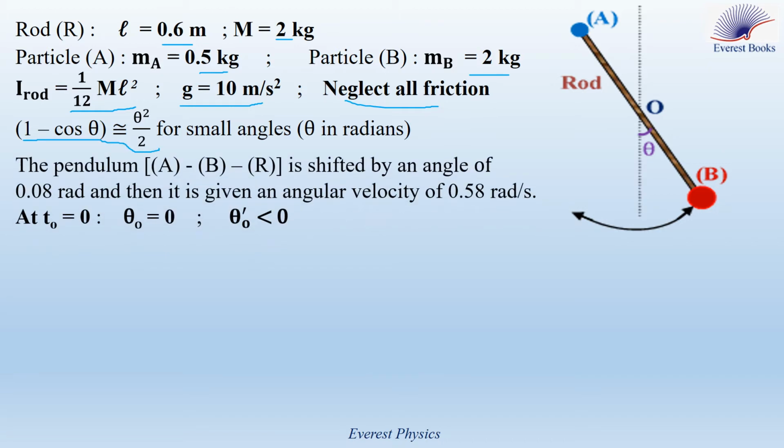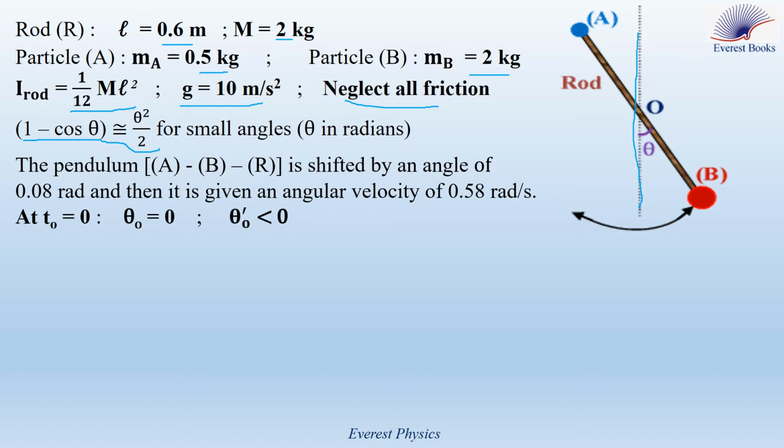Now the pendulum ABR is shifted by an angle of 0.08 radians, and then it is given an angular velocity of 0.58 radians per second. Now the pendulum is shifted in the vertical plane from its stable equilibrium position. Now this is the stable equilibrium position of the pendulum.